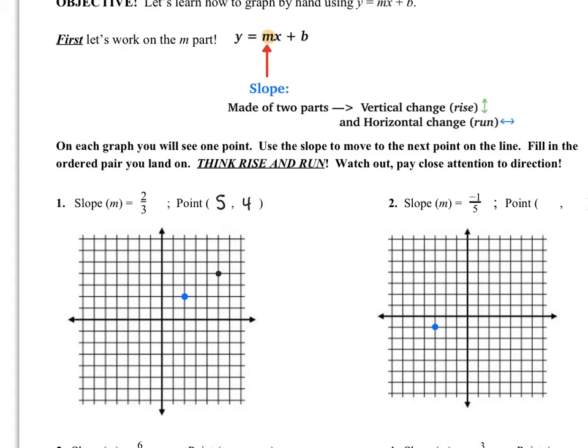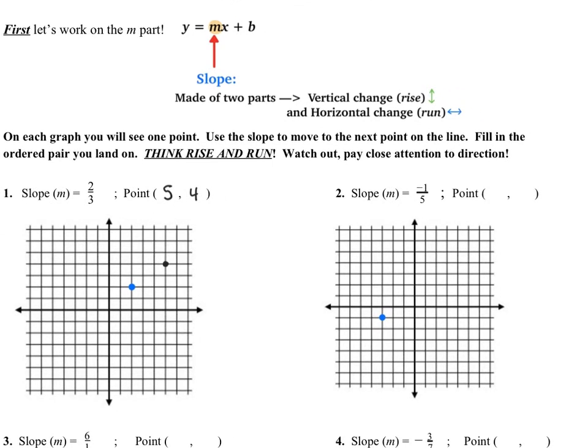So for the next one, I've got my point here, and this time I have a slope of negative 1/5. So I need to remember that since it's negative, I can see that the negative is with my rise. That means I'm going to go down vertically 1, and then my run, my bottom number, is still 5. So I'm still going to change 1, 2, 3, 4, 5 to the right. And I'm going to put a point there. And that point is 2, negative 2.